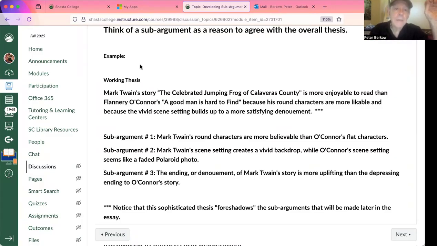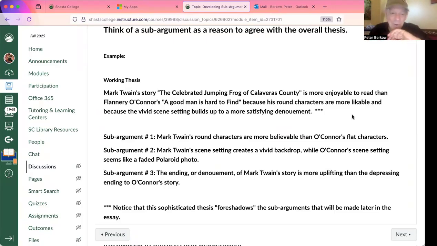Now, notice I call this a working thesis. It's a work in progress. There are several things going on here as you read this thesis. These are the sub-arguments that it's going to foreshadow. It's kind of hard to write your thesis if you don't have the sub-arguments, the smaller reasons to agree with the thesis, before you start writing it. So it's like, do you put the cart before the horse?